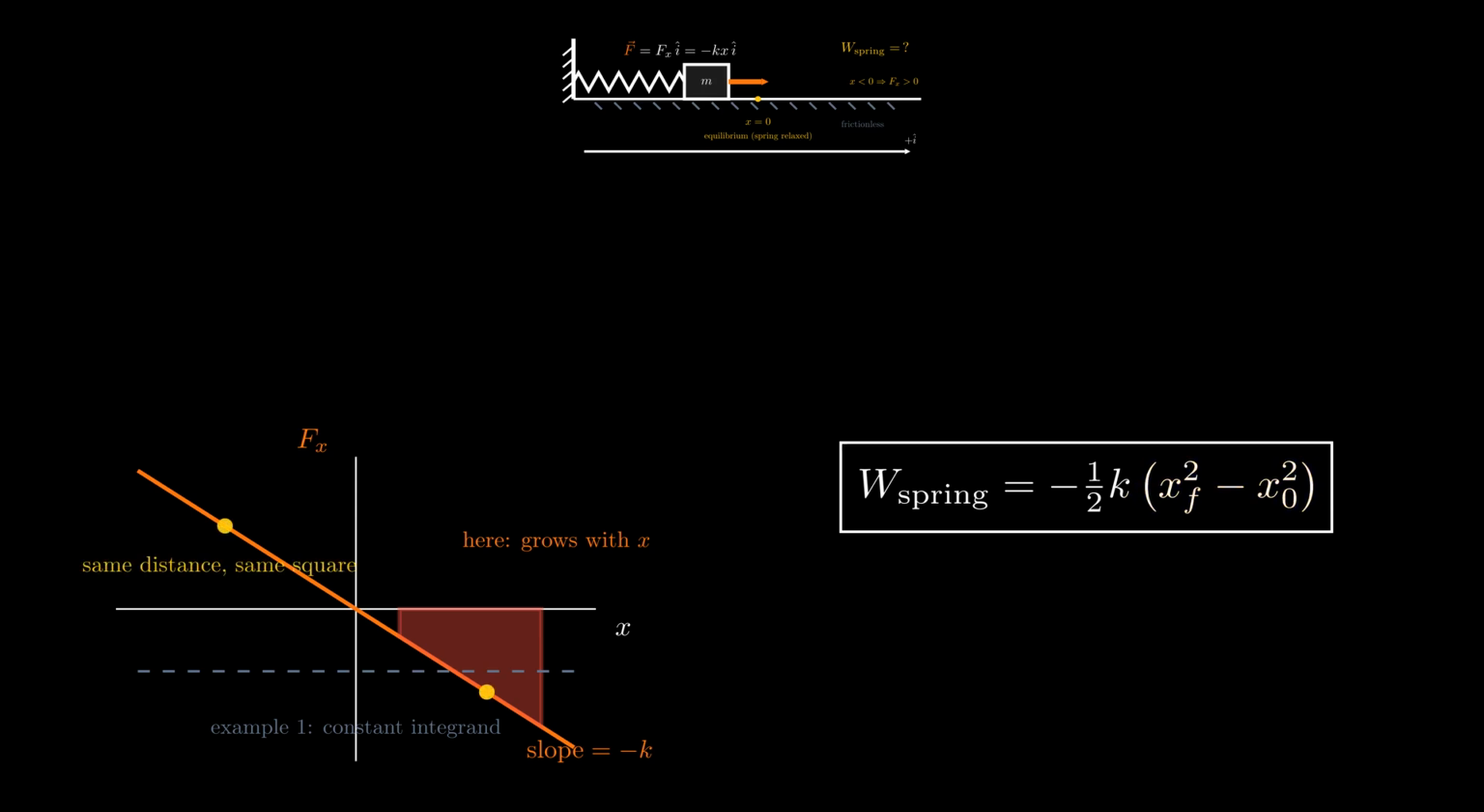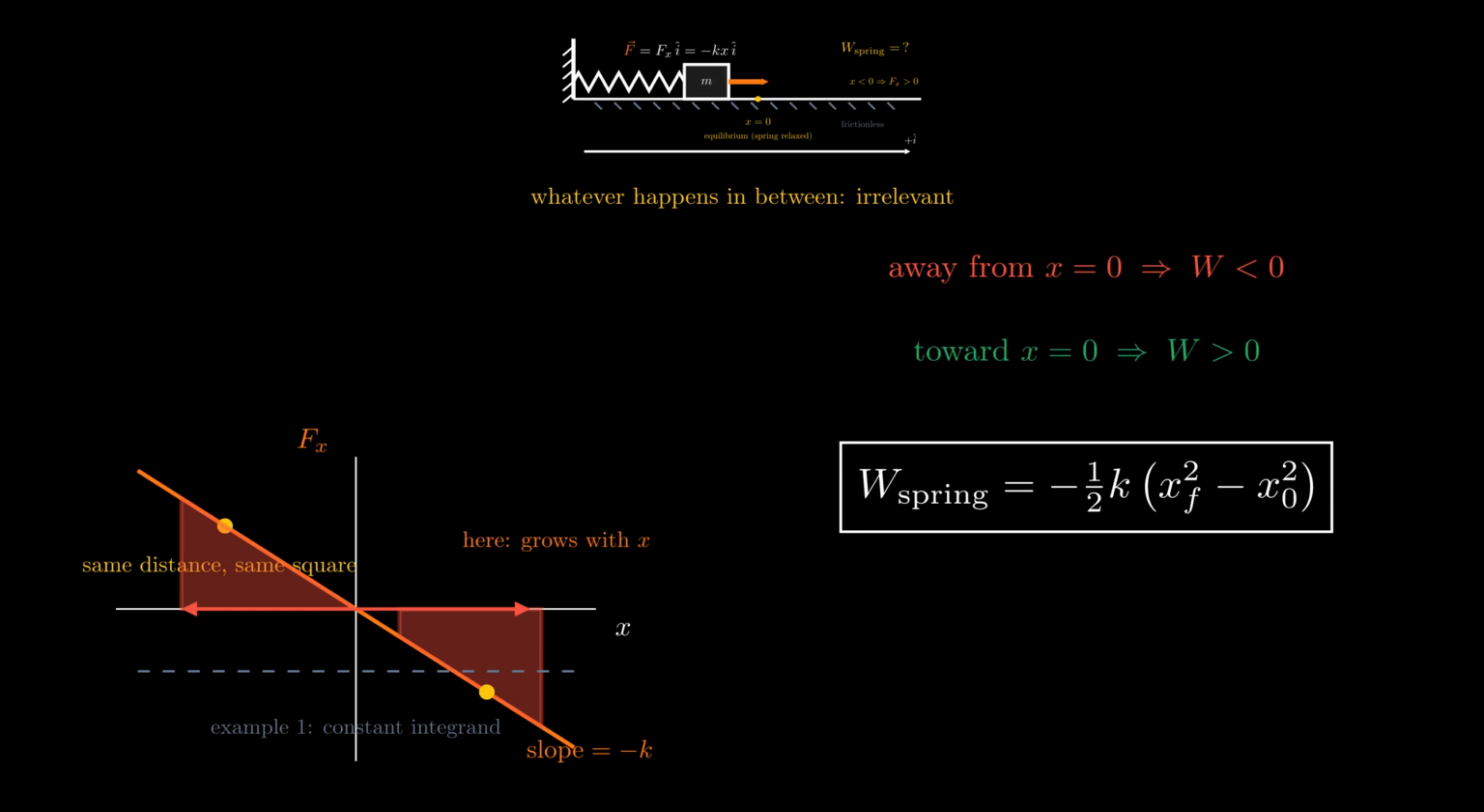Interpret the result. The work depends only on the squares of the endpoint displacements. Each endpoint's distance from equilibrium, regardless of side, with no memory of the motion in between. Move the body from equilibrium outward in either direction, and the spring does negative work. The force resisted the whole way. Let the body return toward equilibrium, and the spring does positive work. And look at the form of the answer, 1/2 kx squared, evaluated at the two ends. That combination will earn a name of its own in the chapters ahead.